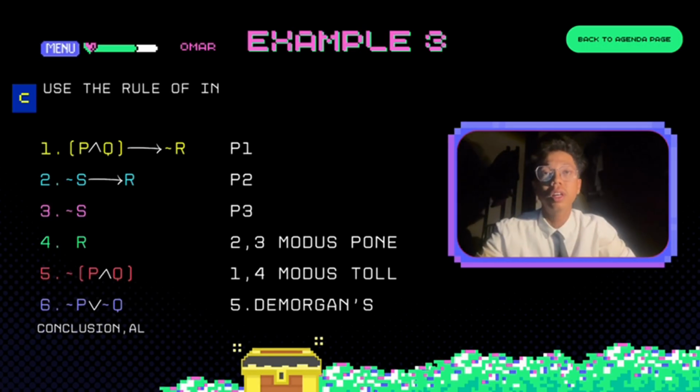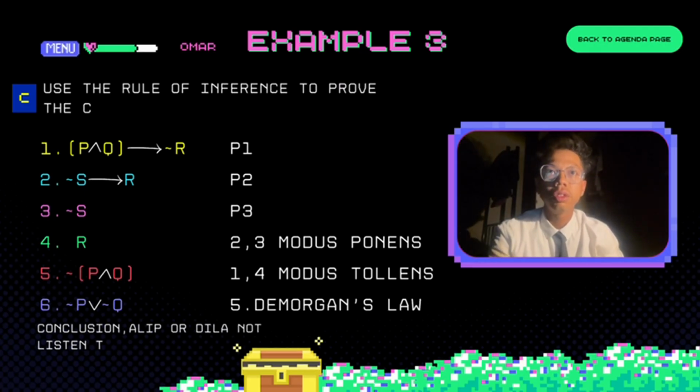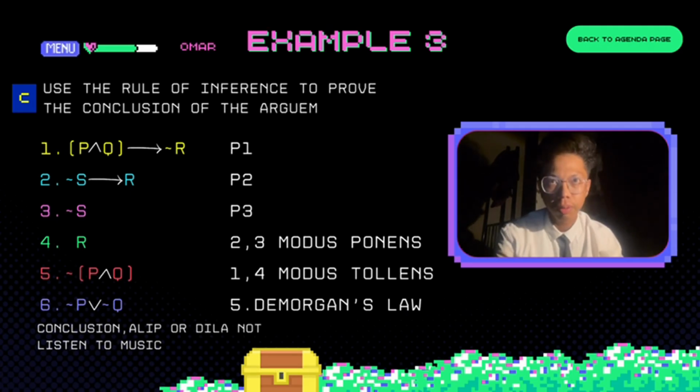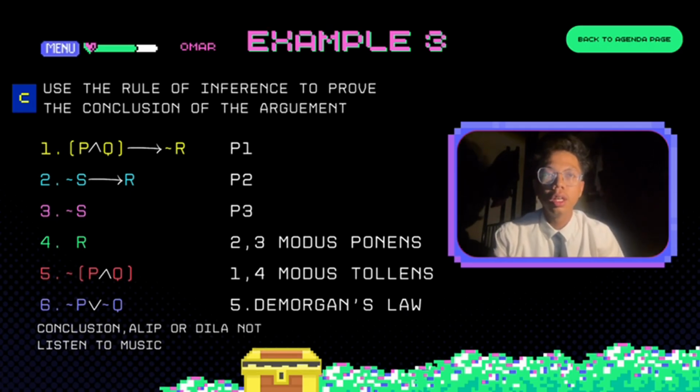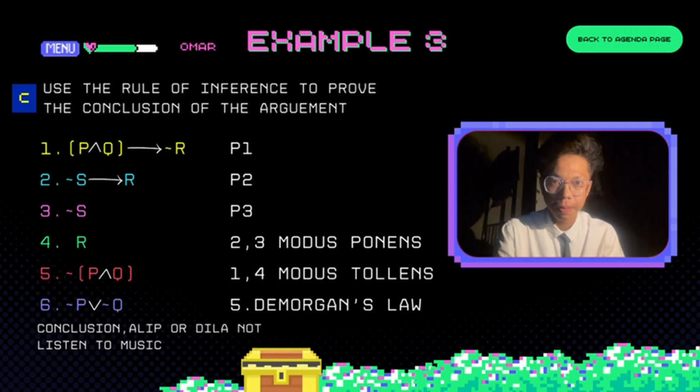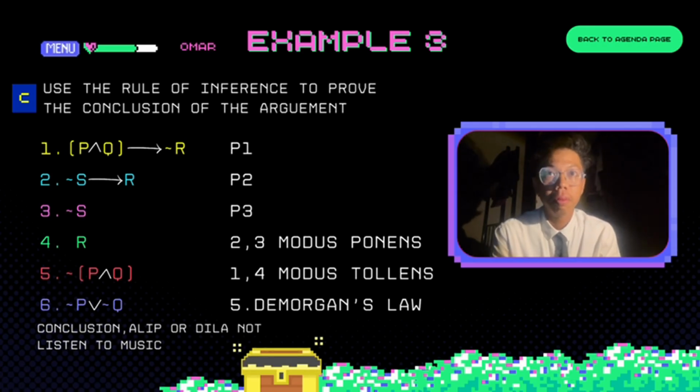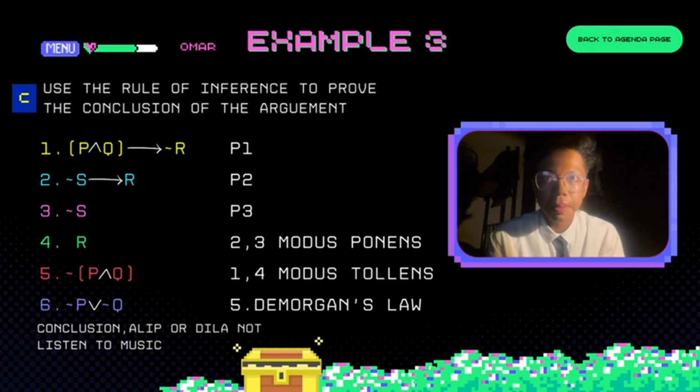And then for C, use the rules of inference to prove the conclusion of the argument. For number 1, 2 and 3, we got them from premise 1, premise 2 and premise 3. And then for number 4, we got it from 2 and 3, using modus ponens. For number 5, we got it from 1 and 4, using modus tollens. And then for number 6, we use De Morgan's law. So number 6 is the conclusion. The conclusion is negation P or negation Q. That means, in conclusion, Alif or Dila does not listen to music.